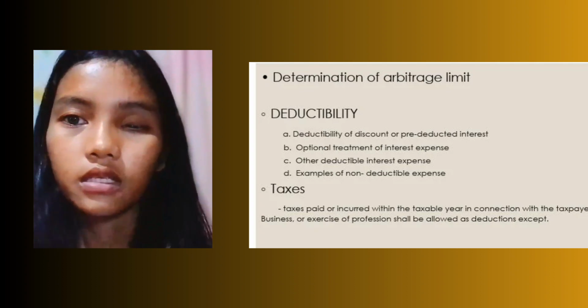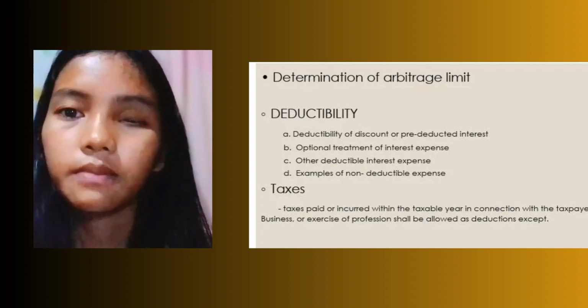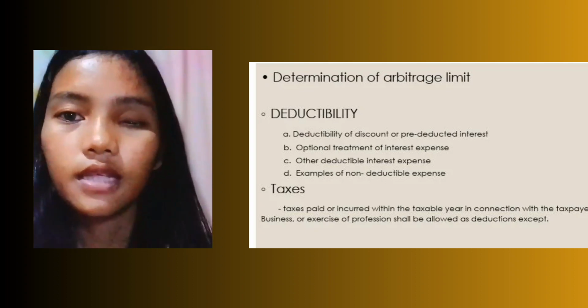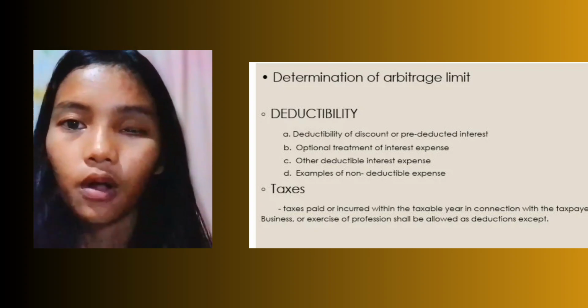First is interest from tax delinquency. Second is interest from scrip dividends. So these are examples of non-deductible expenses.